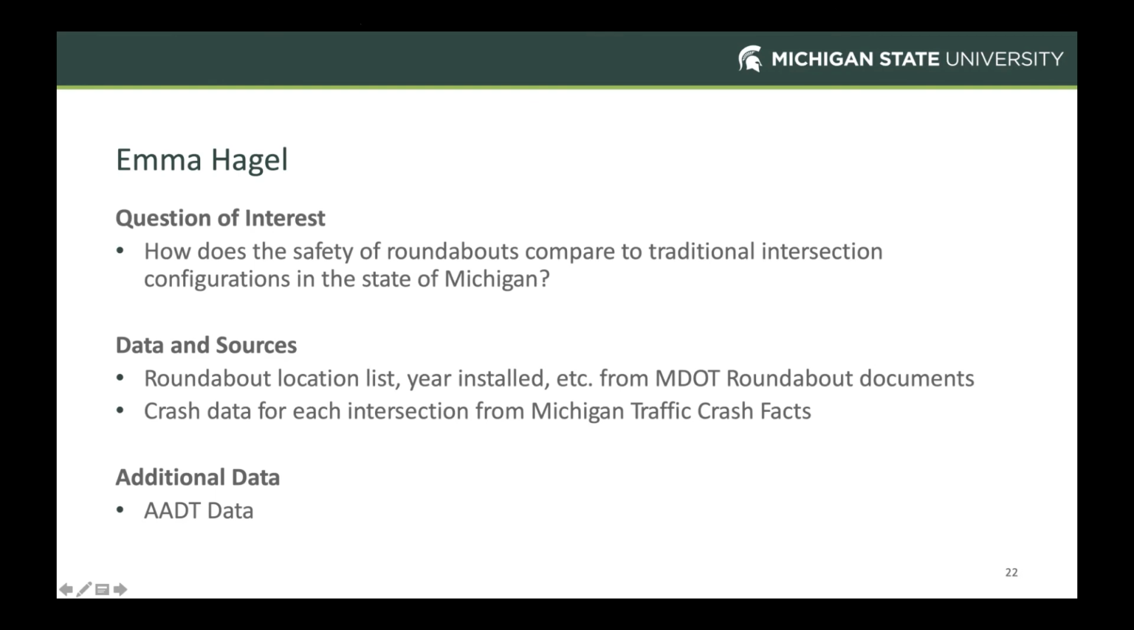Some of the challenges that are going to arise here is trying to identify good comparison locations. In an ideal world, we'd like to know if your traffic volumes and everything else is the same, this is how crashes would vary for roundabouts versus a signalized intersection. So trying to match locations based upon common characteristics is going to be an important concern here.